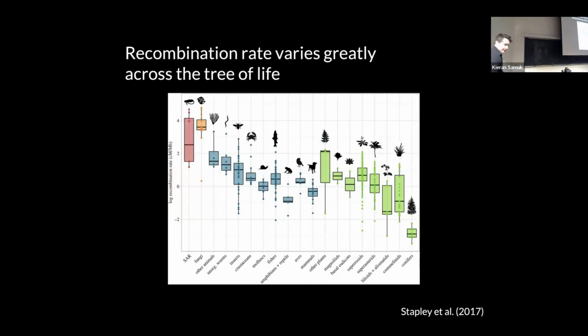And finally, we were talking to Brad about this figure earlier. Finally, we know that recombination rate varies greatly across the tree of life. So this is going out into the macro scale now. This is a figure from a review by Jessica Stapley et al. What we have here are all different types of taxa on the x-axis. On the y-axis, we have recombination on a log scale. So there's enormous variation in recombination rates among taxa. Some of this is explained by chromosome number, but even after accounting for that, there's substantial variation in recombination rates among taxa. And so once again, this is very exciting, lots of variation.